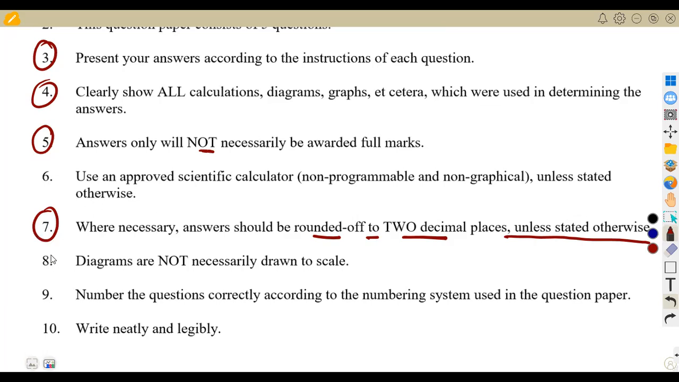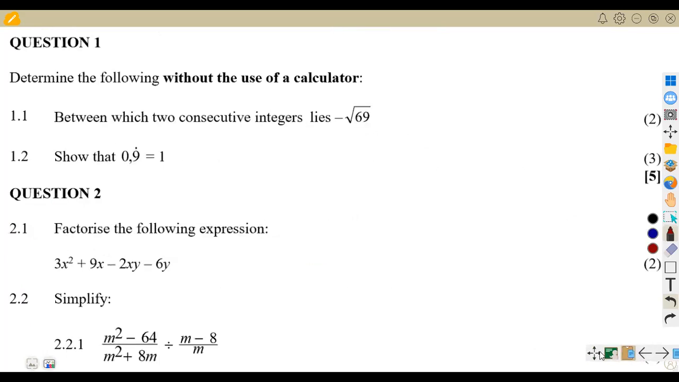All right. Then the diagrams are not necessarily drawn to scale, and number the questions correctly according to the numbering system used in the question paper, and write neatly and legibly. So you are supposed to have your work done properly and presented properly. All right, so let us see, guys, what we are given.